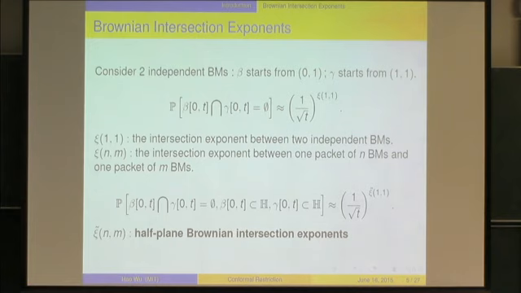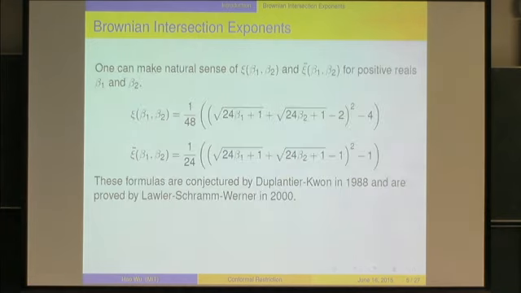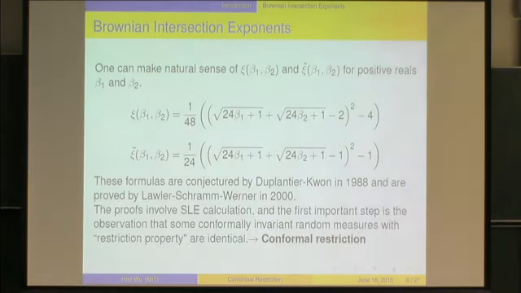So the question is, what are these 2 exponents? Here is the explicit formula for these 2 exponents. This formula was conjectured by Duplantier and Kwon in 1988, and proved by Lawler, Schramm, and Werner in 2000. Today I won't talk about how to prove these formulas. I will talk about something very closely related to these 2 exponents, and it's called conformal restriction. Now I finish the introduction about intersection exponents, and next I will introduce what a conformal restriction is.